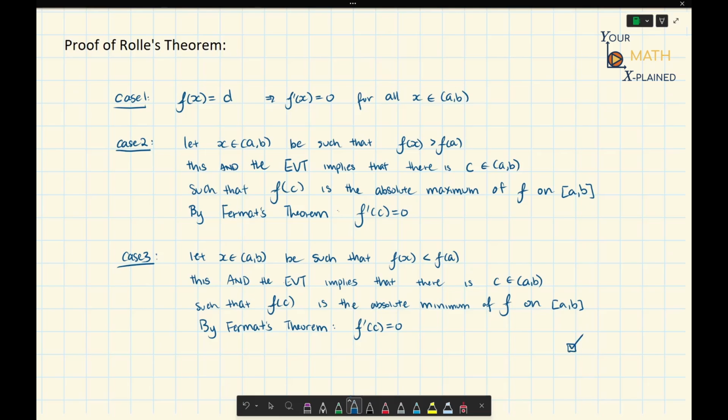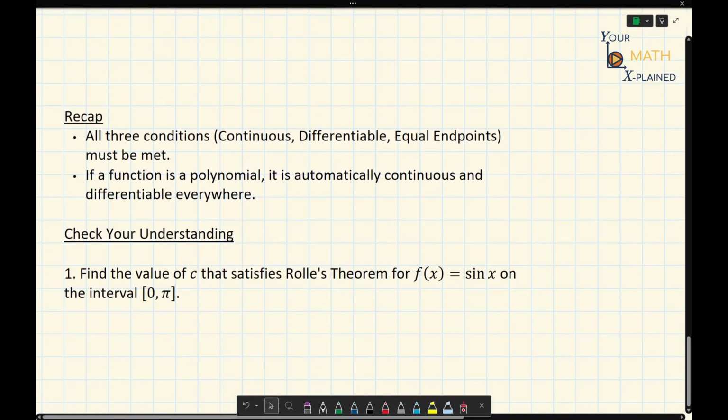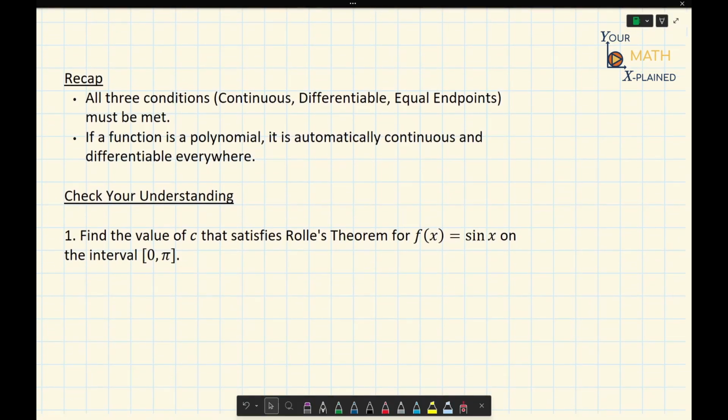Because those three cases are exhaustive, a function f has to fall into one of those three cases. There isn't anything else. And now let's do a quick recap of what we covered in this video. We learned about Rolle's theorem, and that there are three conditions. The first one being that the function has to be continuous, the second one being that it has to be differentiable, and the third one being that the endpoints have to have the same y value. And only when all three conditions are met, then we can apply Rolle's theorem. We also learned that if a function is a polynomial, it is automatically continuous and differentiable everywhere, and we're going to be using that as a fact from now on.